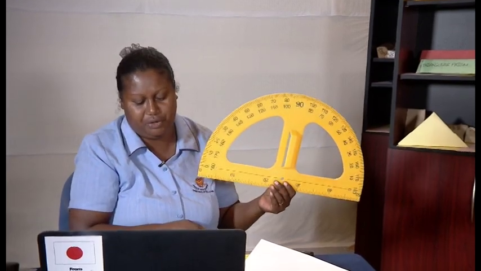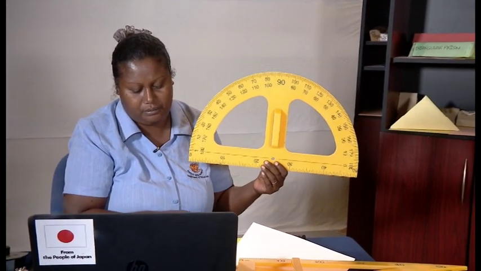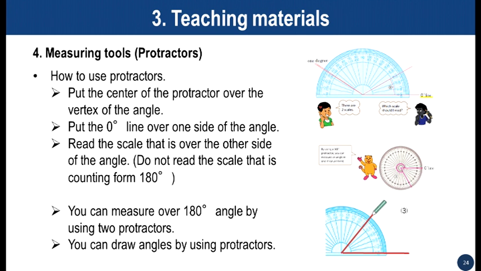Now the next measuring tool we will look at is the protractor. How to use protractor are as follows. We have an example shown on the slide. First, you put the center of the protractor over the vertex of the angle, as shown on the slide. Then you put the zero line over one side of the angle.